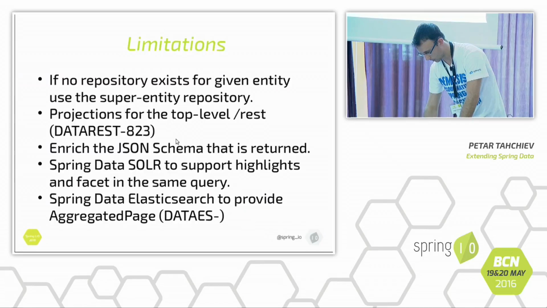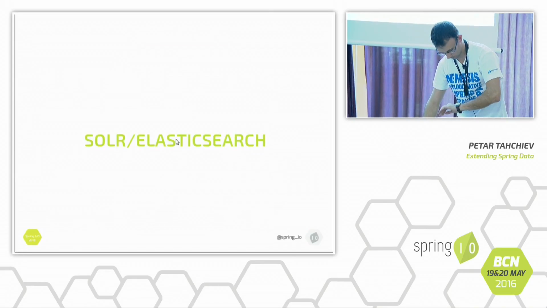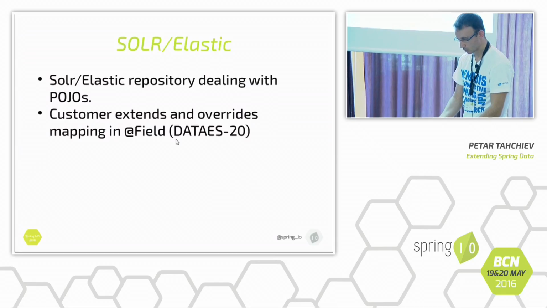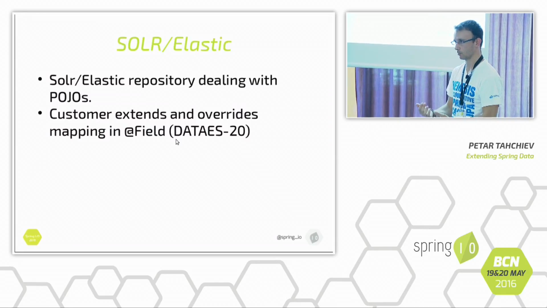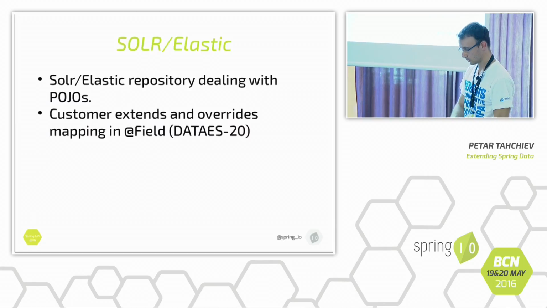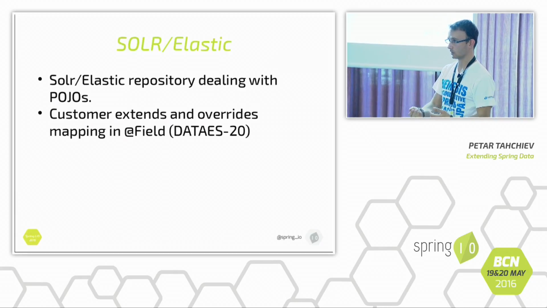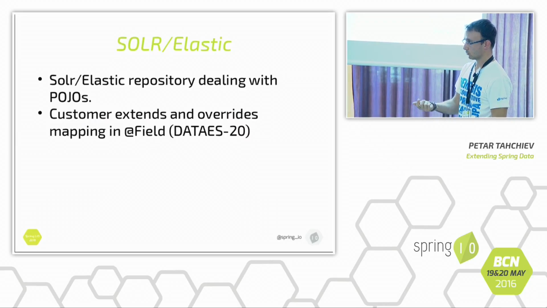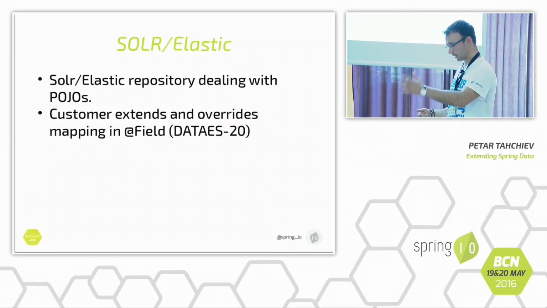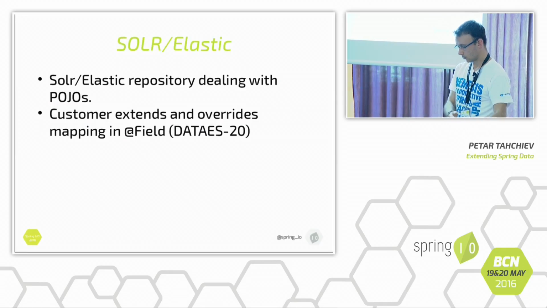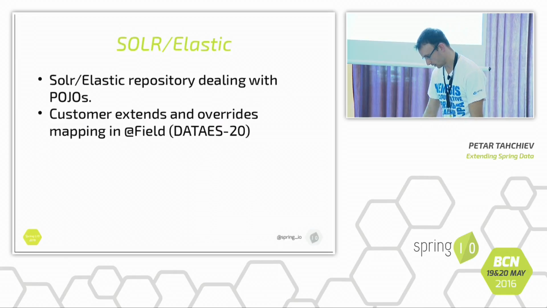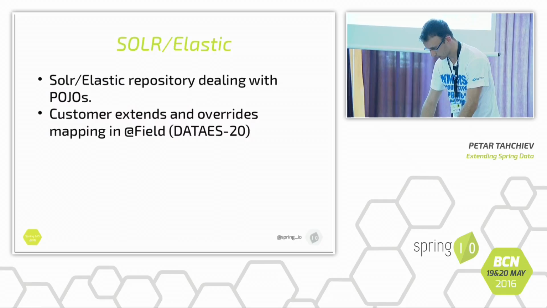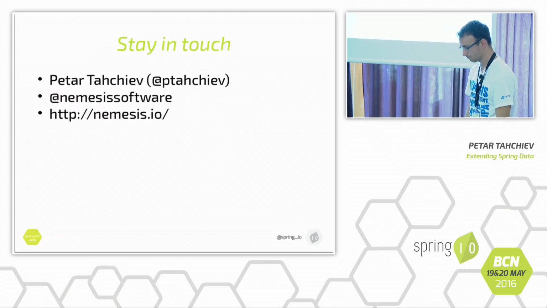I have a few slides about Solr and Elasticsearch, but I don't think I have time. The way we do it with Solr and Elasticsearch is we have a POJO with the field annotation on it. And with Solr, it works fine. The field annotation can be used on both the attribute and the method. But with Elasticsearch, it doesn't, because the field annotation only works on attributes and not on methods. So if I provide, in one of the modules, a product POJO and the customer wants to extend it and override the setter, he can't. And that's DATAES-20.